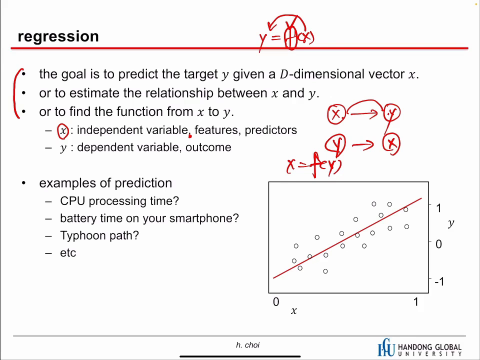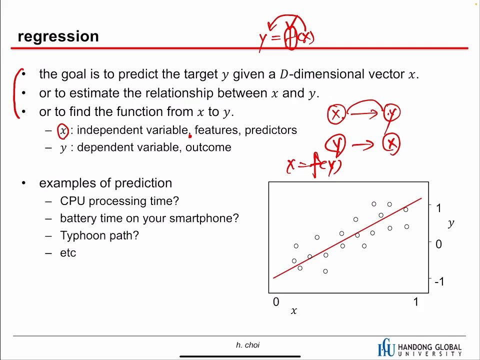So you can estimate the battery time, how long we can use your smartphone. We can estimate this battery time based on the number of touches or based on the number of software apps, and so on. Okay, and also typhoon path can be estimated based on regression. Okay, and so on. There are a lot of examples.